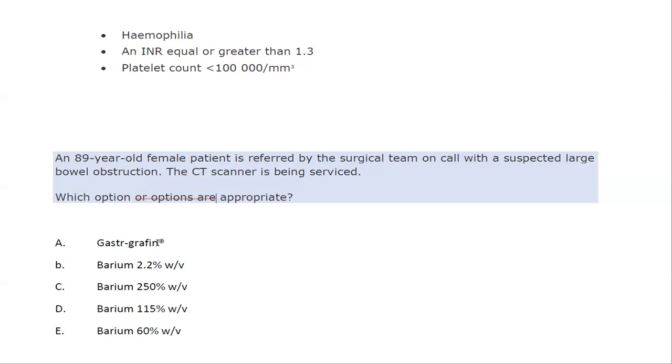So, which option are you going to use? Gastrografin, barium, 2B2, barium 250, barium 115, barium 60%. Okay.